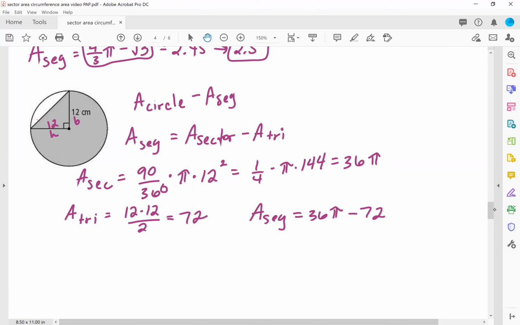Okay, I want the exact answer. So do not type any of this in the calculator and try to get a decimal. You're going to miss a whole bunch of information. Your answer will be incorrect. So 36 pi minus 72. Okay, because you also have to look at the formatting of your answers. On the quizzes, all of these are multiple choice. So you're going to have to look at the format of those answers.